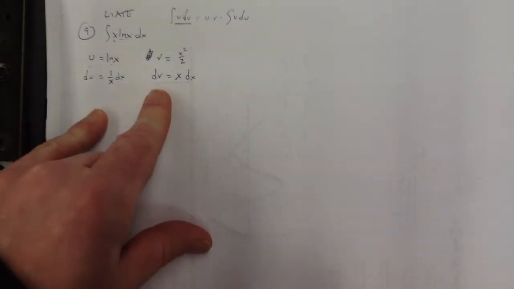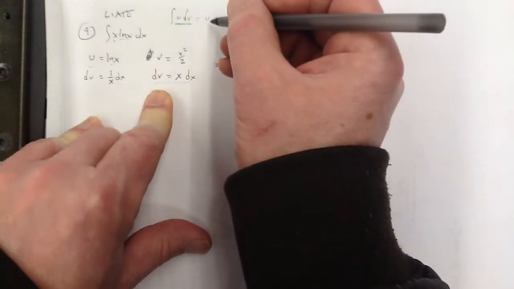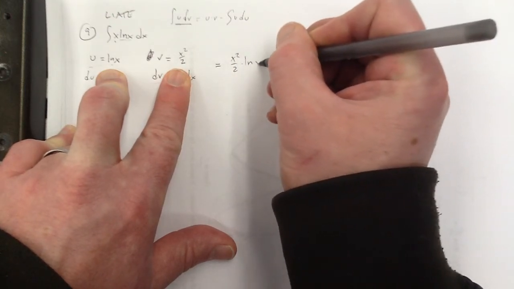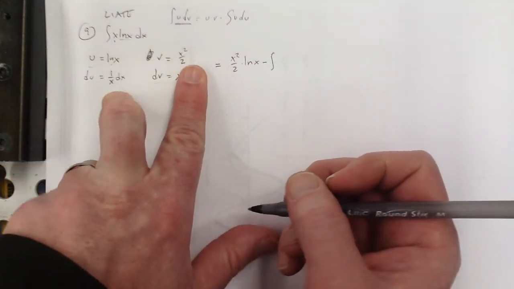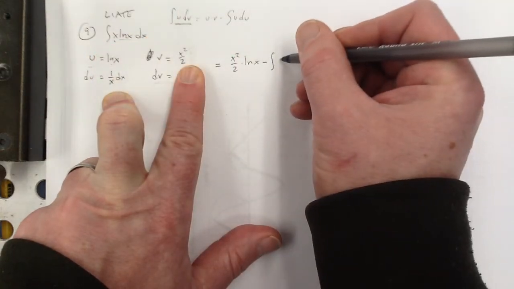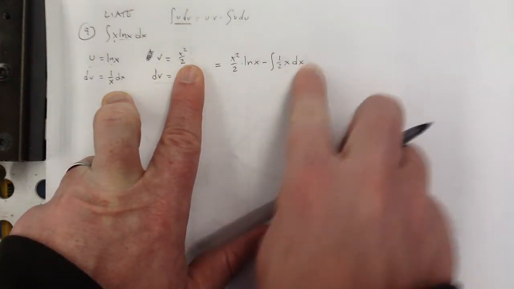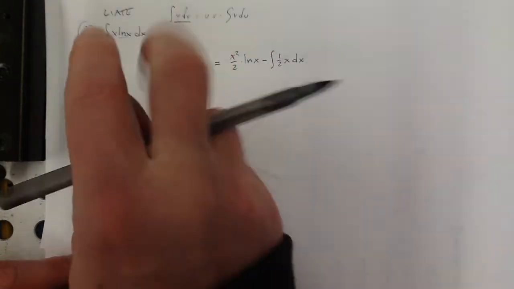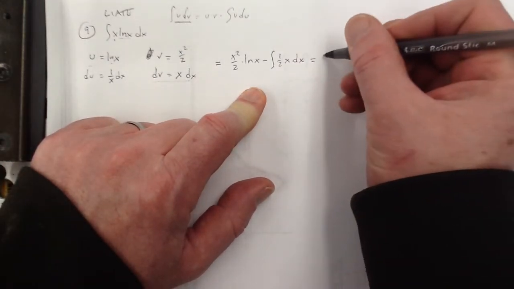Okay, so what does the rewrite look like? So this is equal to uv, x squared over 2 times natural log x minus the integral of v du. x squared over 2 times 1 over x, that's just 1/2 x. And the goal here is that when you do the rewrite, this is going to turn an integral that we couldn't do into one that we can do. So looks like we're good here.